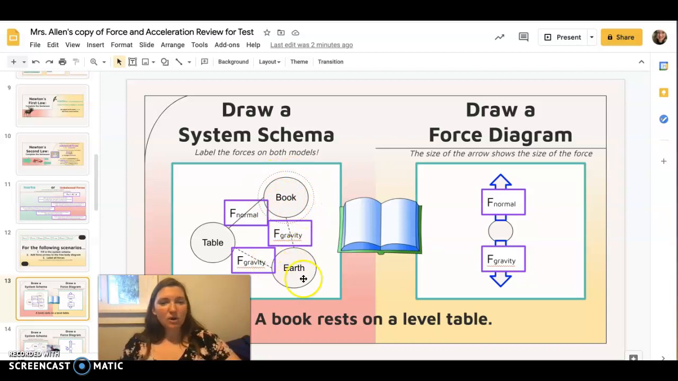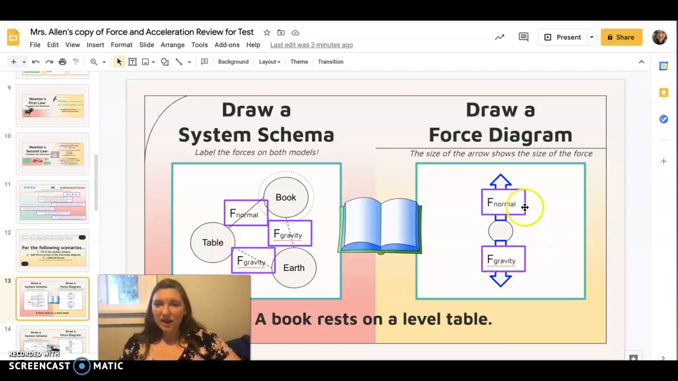And system schemas always include the earth because we have to include the force of gravity that's pulling it down, otherwise things are flying around in space. And then we have the table, and we have the normal force that is supporting the book from the table. So this normal force is the support force. You could also say that there's a normal force between the table and the earth, and that would be fine too.